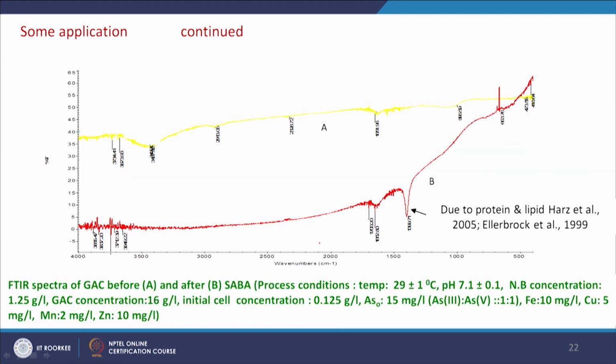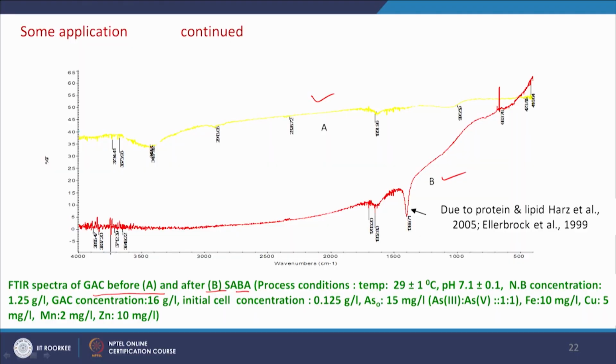Here it is giving us two, this is A and this is B. A is nothing but the FTIR spectra of GAC before and after SABA, that is the simultaneous adsorption and bioaccumulation method. If we take a water sample at batch scale and only adsorption is used, that will be only adsorption. If we use microbes and the pollutants, then there will also be biodegradation, or in the case of conservative pollutants like arsenic, they will not be degraded by the microorganisms, but will be captured and stored.